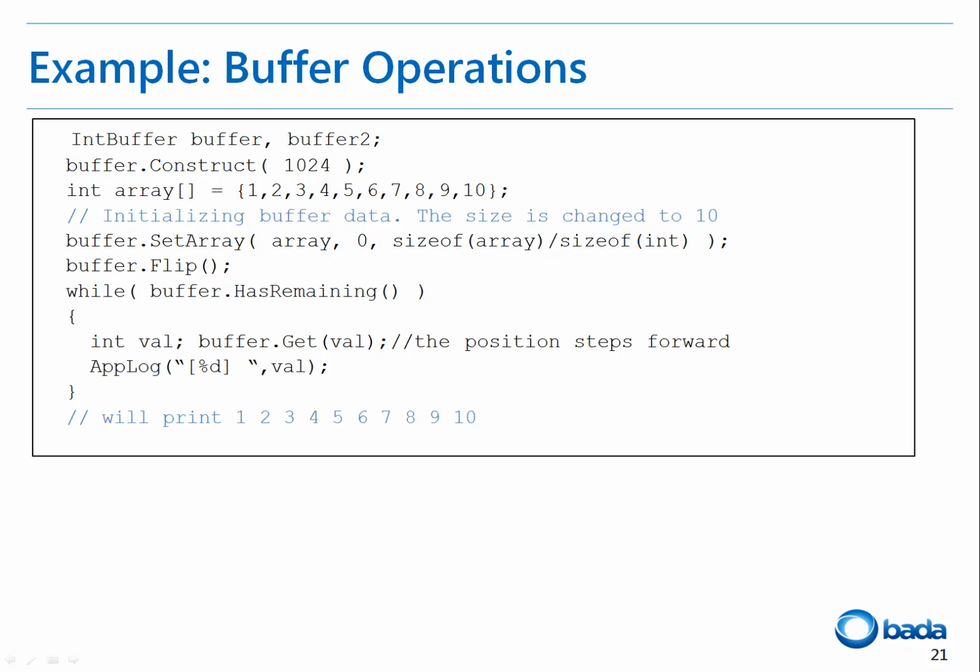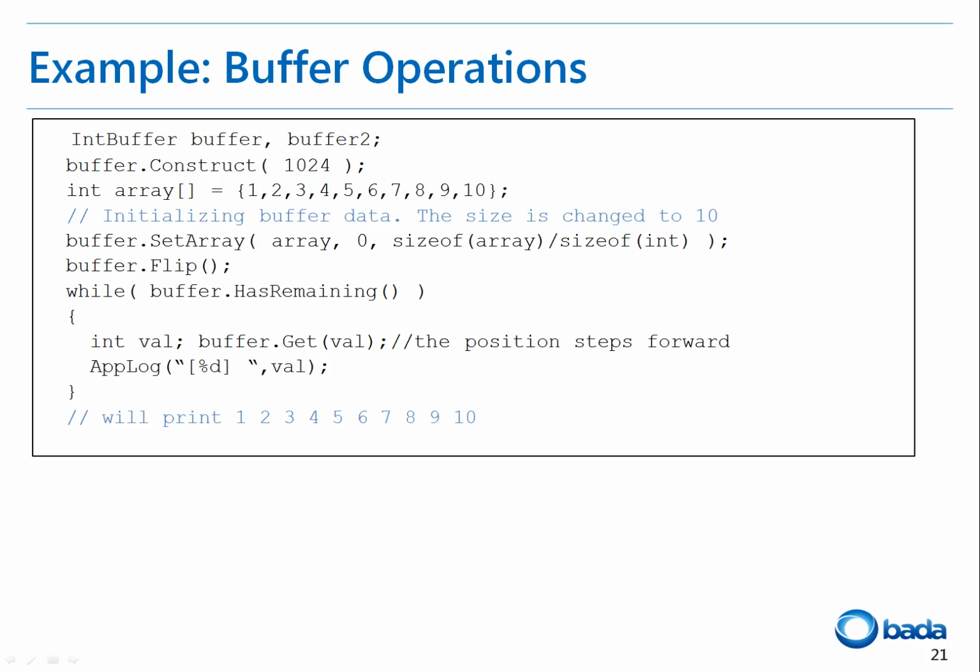First, we have to initialize the buffer. We've declared an integer buffer and defined the buffer size using the construct function of the buffer. Then, we've set the buffer with the C array data by calling the set array function. The flip function is called to read the data from the beginning of the buffer because the set array operation would have set the position to the end of the valid data. After this, we get the data in sequence by calling the get function of the buffer using a loop until there's no remaining data in the buffer.